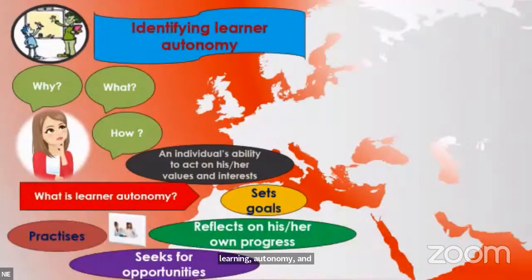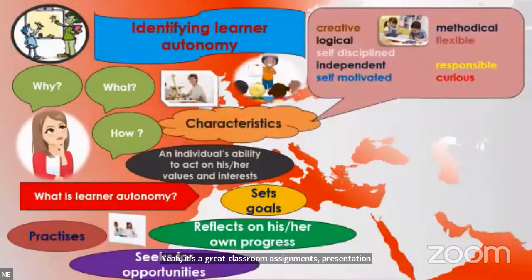To identify the learner autonomy, it is best to know the characteristic of an autonomous learner. An autonomous learner is definitely creative, logical, self-disciplined, independent, self-motivated, methodical, and flexible.